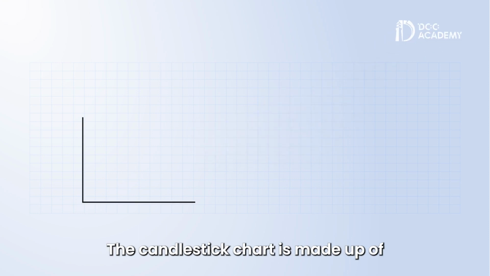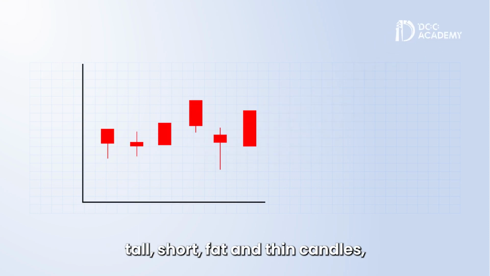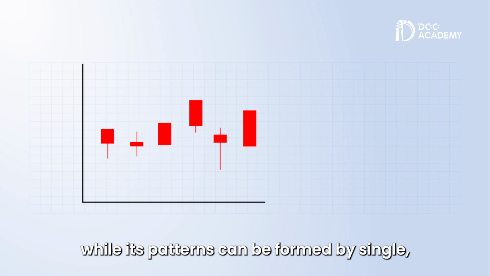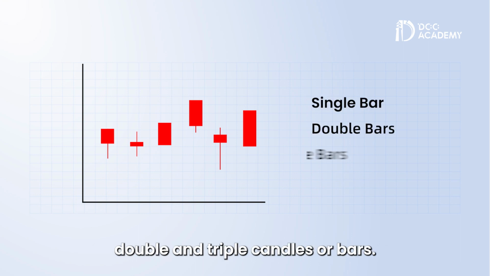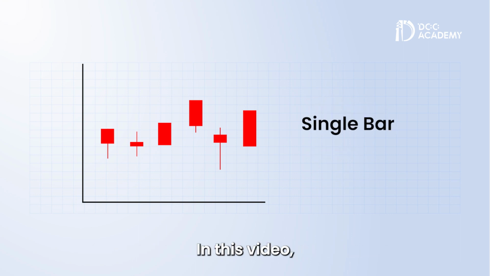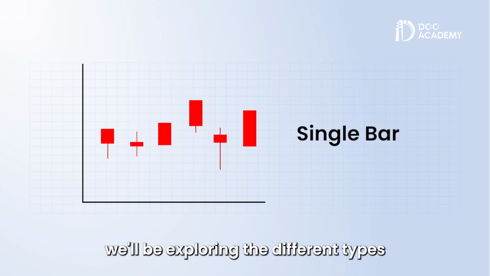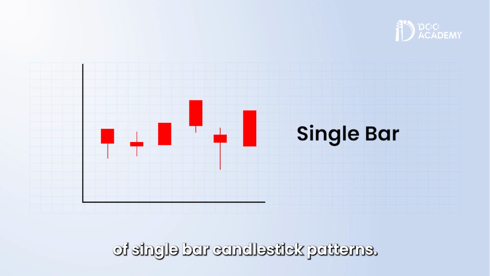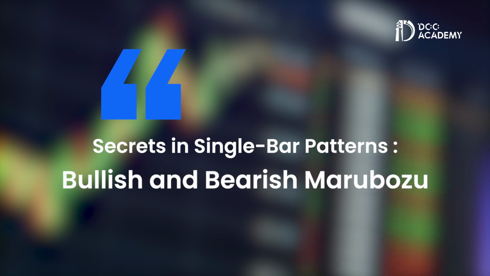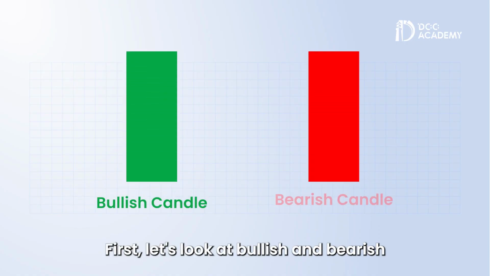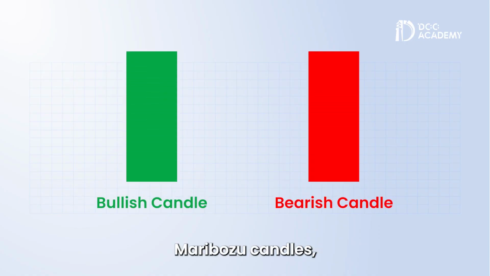The candlestick chart is made up of tall, short, fat and thin candles, while its patterns can be formed by single, double and triple candles or bars. In this video, we'll be exploring the different types of single bar candlestick patterns. First, let's look at bullish and bearish Marubozu candles, which are also known as black and white Marubozu.